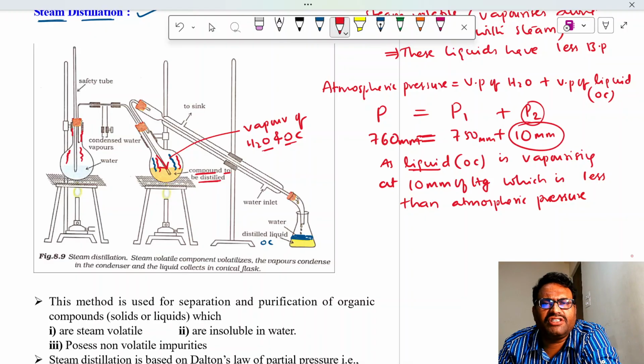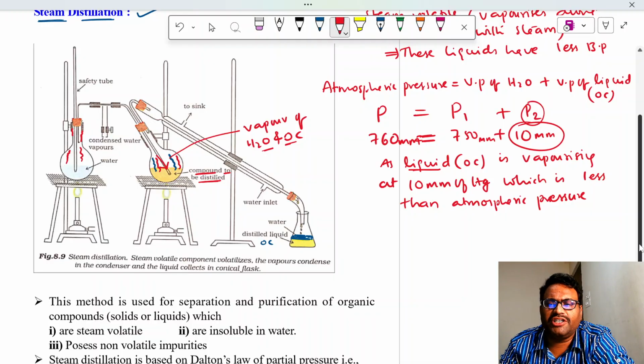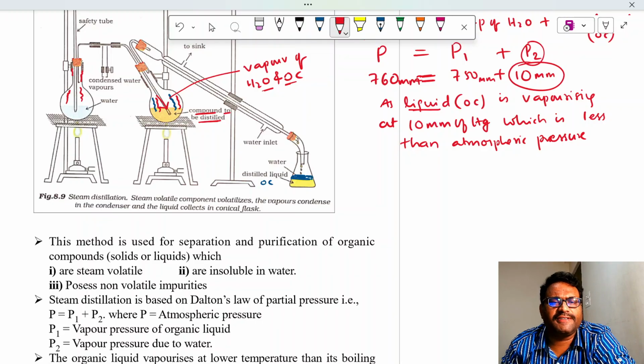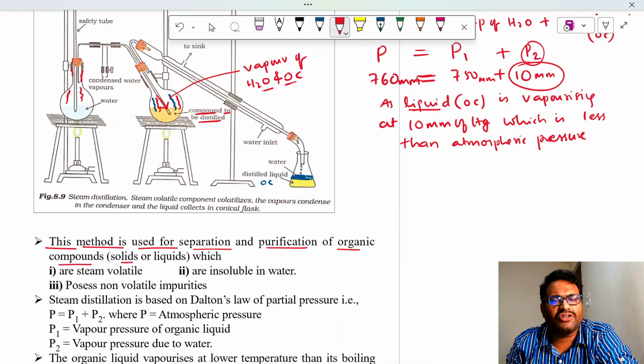Okay. This is Dalton's law of partial pressure we are using here. Total pressure is equal to the sum of the vapor pressures of the individual substances. This method is used for separation and purification of organic compounds, solids or liquids, which are steam volatile. We are purifying or separating liquids which are steam volatile, and another is insoluble in water.